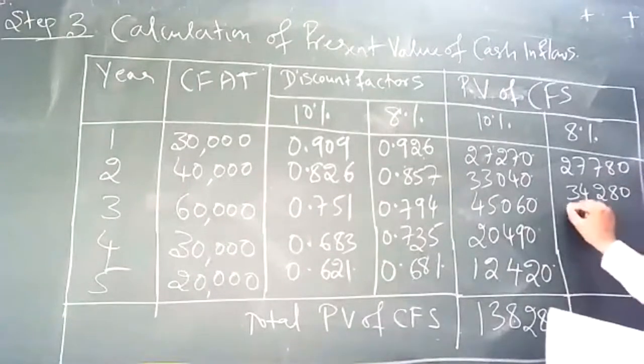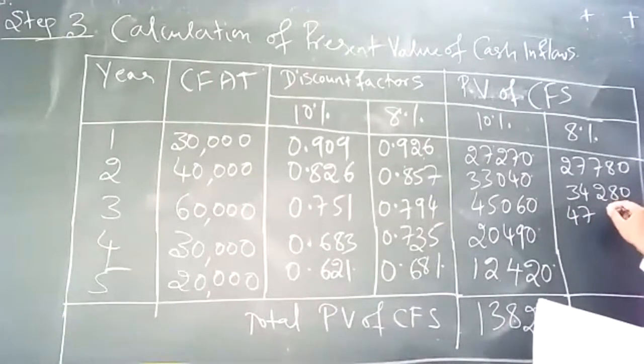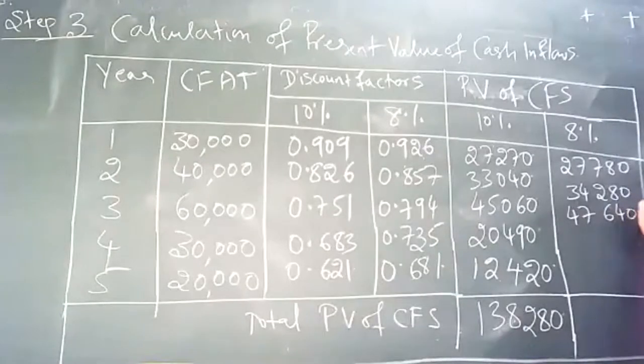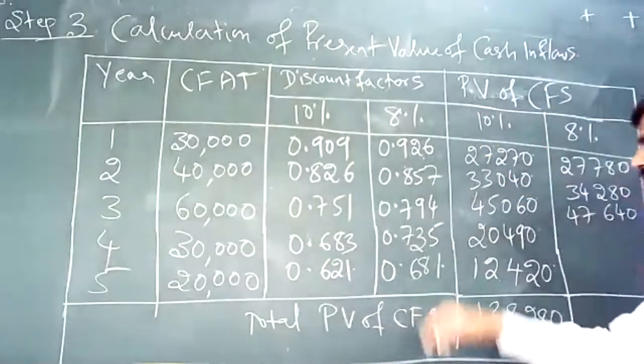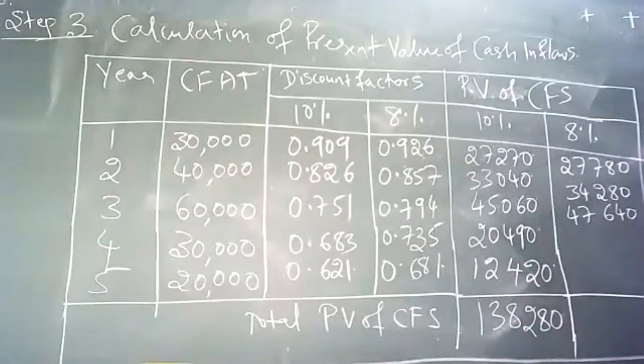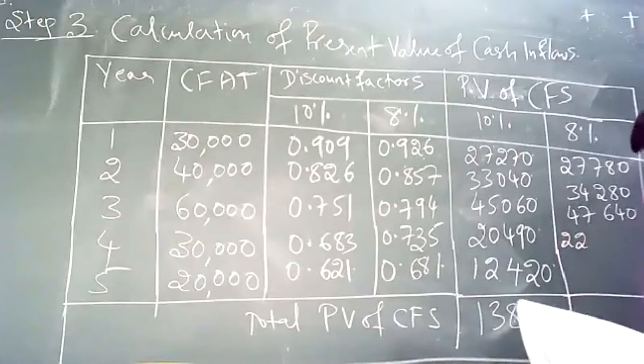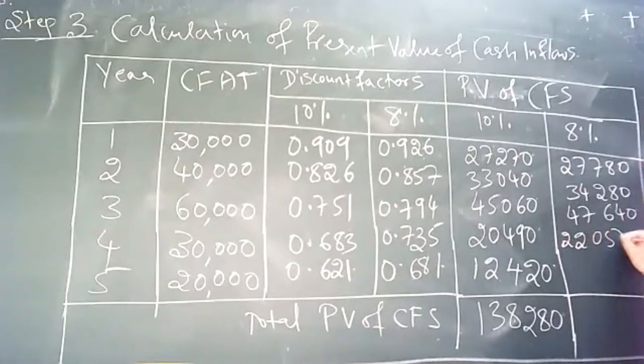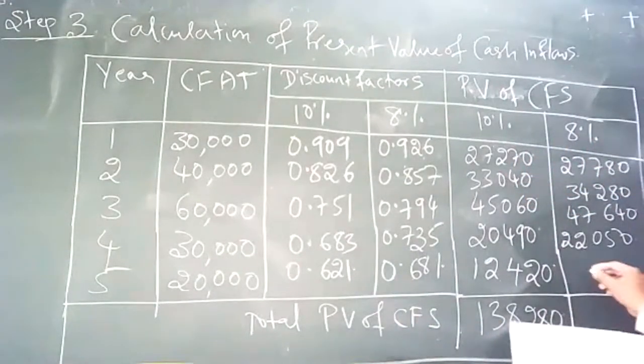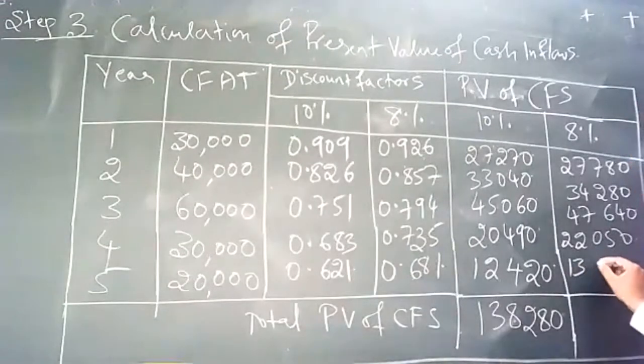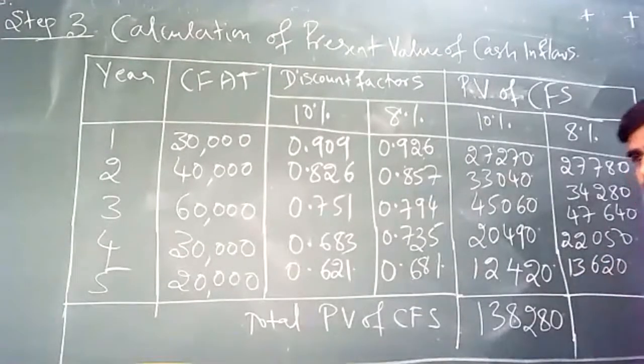47,640. Next, 30,000 into 0.735. 22,050. Yeah. Last, 20,000 into 0.681. 13,620. Yeah. Kindly go to the total now. 1,45,130.